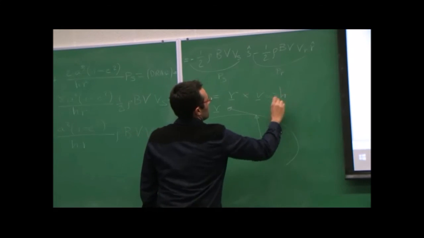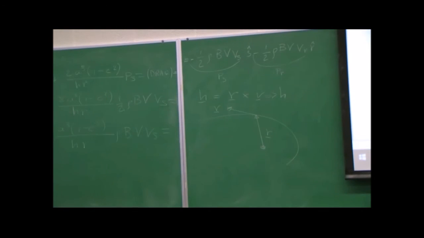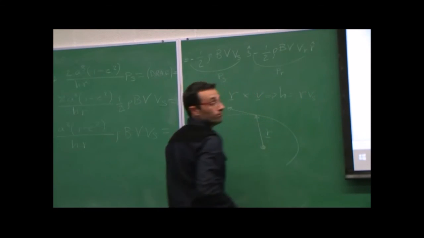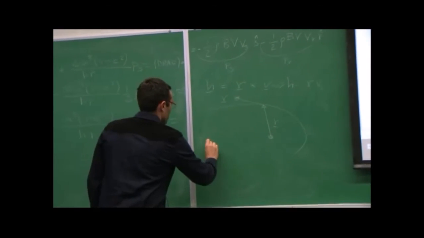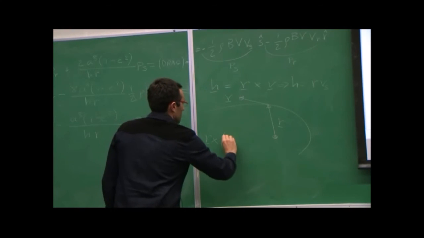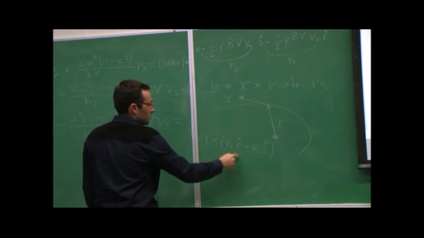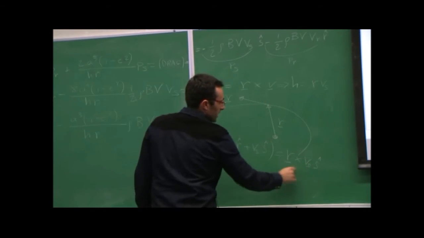How do I get the norm of h if I decompose the velocity into these two directions, normal and tangential? Which one matters if you're doing a cross product? Do we agree with that? The radial component doesn't count in that cross product. If you break V into the two components, you have R cross velocity radial, direction radial, plus velocity tangential, direction tangential. You cross these two, you get a zero. You are left with R cross VS. These two actually happen to be perpendicular, so the norm of this is actually R VS, by definition.